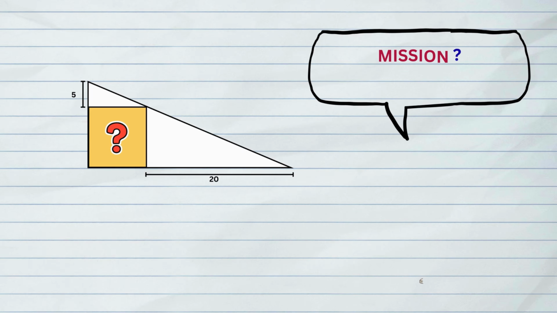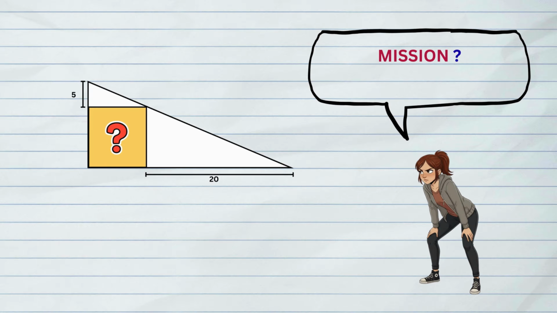The square sits in the corner of the right angle. Two of its sides lie along the legs of the triangle, and its top right corner just touches the hypotenuse. We're told this vertical distance is 5, and this horizontal distance is 20. Our mission? Find the area of that square.